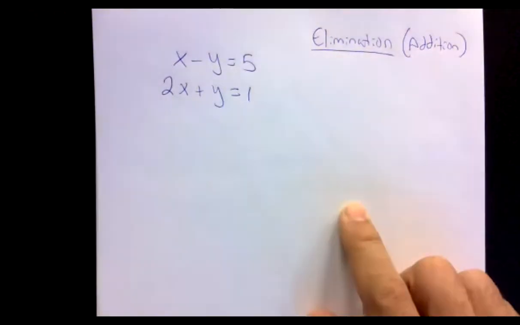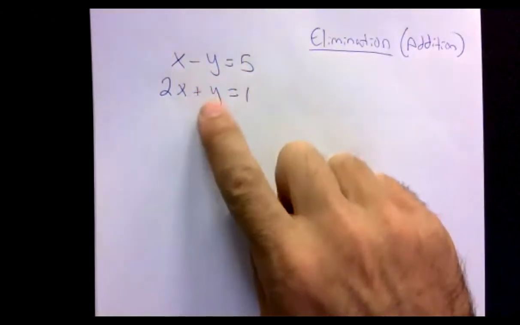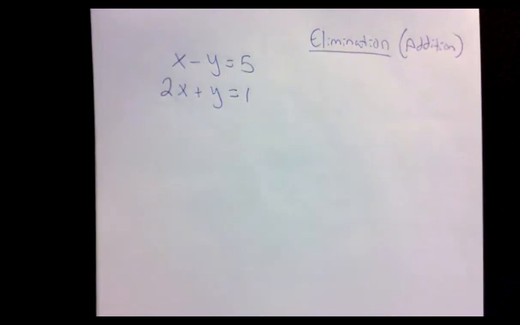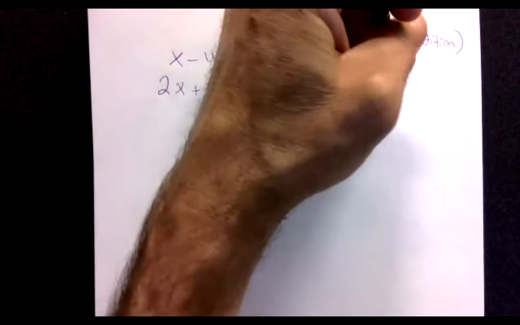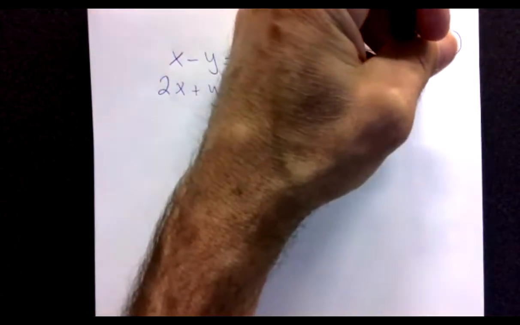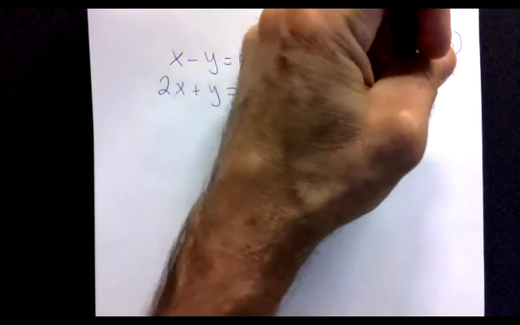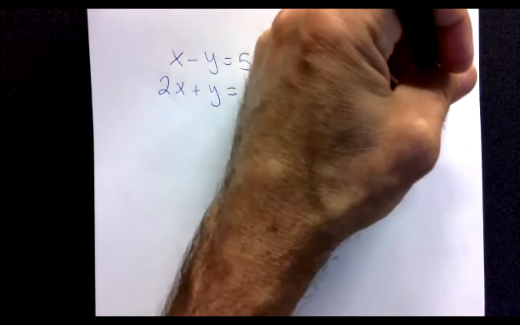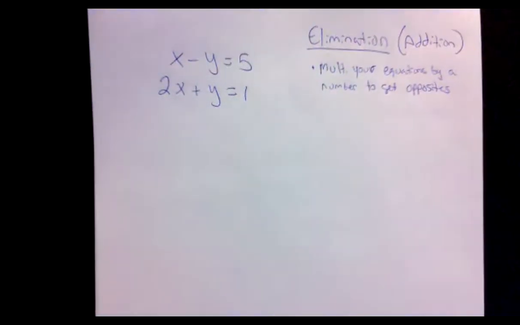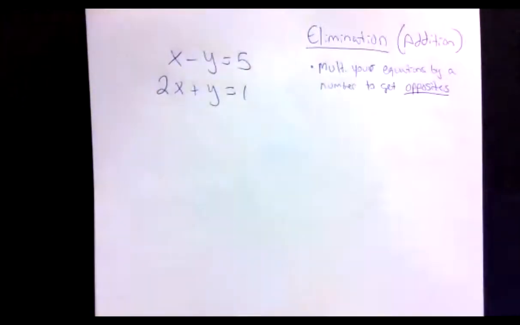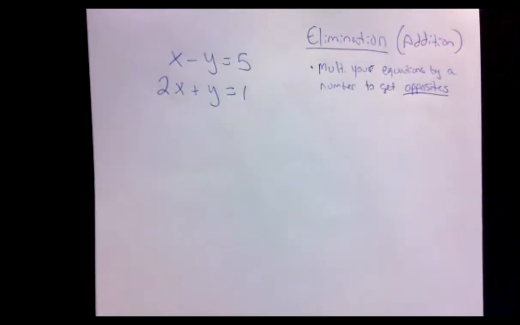I'm going to write down the list of the steps, and then I'm going to walk you through what it looks like when solving a problem. To solve by elimination, you can multiply your equations to get opposites. That's the key. We're looking for opposites.